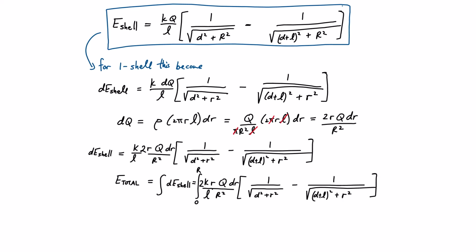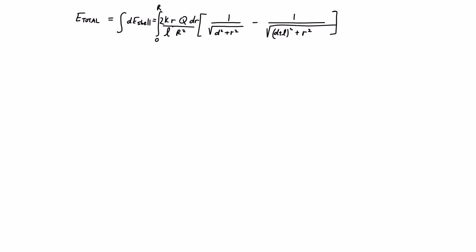All we have to do now is perform this integral, because we want the total field produced by all of these shells. And we're integrating over the variable r, from 0 all the way to some maximum radius, because that's simply the radius of this cylinder. All right, so what we have to do now is simply perform this integral. There are really two terms here in this integral.